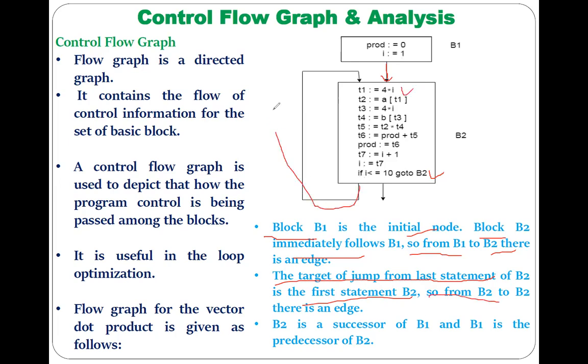So there is a loop from B2 to B2. We can analyze that there is a loop from B2 to B2 itself, and the control is flowing from B2 to B2 itself. Again, this is control flow analysis we can do here. B2 is a successor of B1, and B1 is a predecessor of B2. So this kind of control flow analysis information we can generate with the help of the control flow graph.